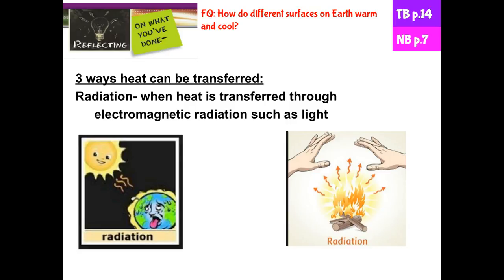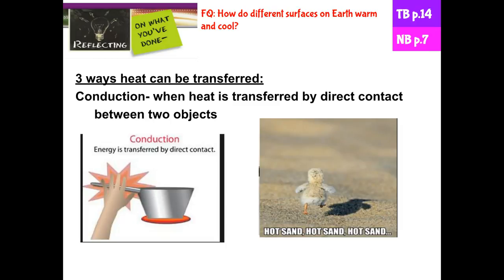So think about a fire. The heat comes off the fire in waves. The sun heats the earth through radiation. Conduction is the second way that heat's transferred. That is when heat's transferred by direct contact. So you have the example here of hot sand and your feet. And then you also have the example of a pan when it's on the stove and how the handle gets hot and you don't want to touch it.